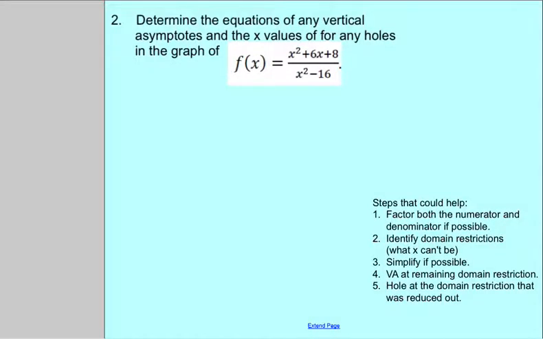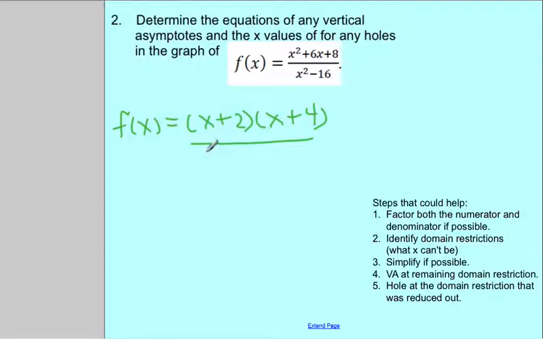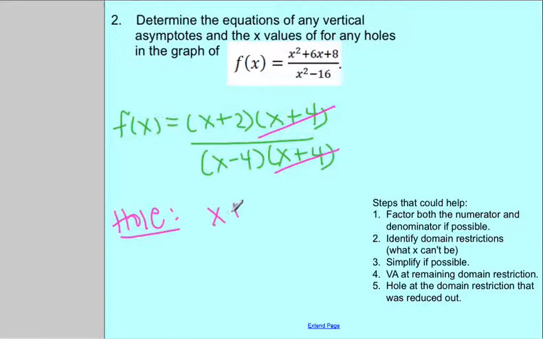All right, example 2, same thing. Determine the equation of any vertical asymptotes and the x values for any holes in the graph. So let's go ahead and factor this one. What multiplies to 8 but adds to 6? 2 times 4 would work. And then my bottom is a difference of perfect squares, so I have x minus 4, x plus 4. Now I look, does anything cancel? The x plus 4's cancel. So the hole comes from x plus 4 equals 0, so my hole occurs at x equals negative 4.